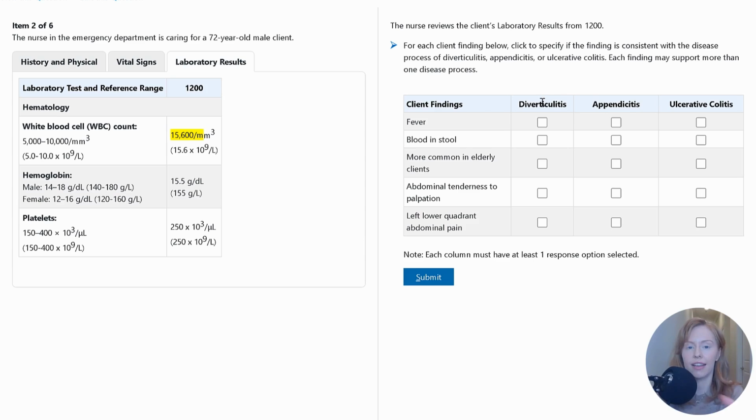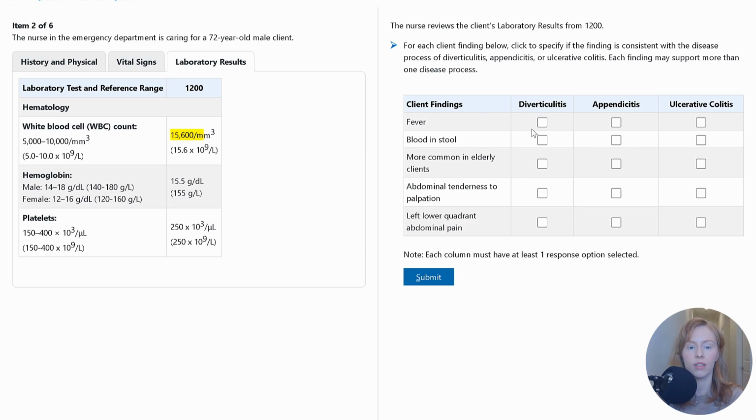So diverticulitis, some clients will have diverticulosis, where they have these outpouchings in their sigmoid and descending colon. And that can be completely asymptomatic, but it becomes problematic when they develop diverticulitis. That's when the lumen of that outpouching becomes obstructed, and it gets swollen and painful and tender and can start to erode the blood vessels and cause blood in the stool. So now knowing that, let's treat this like a select all that apply.